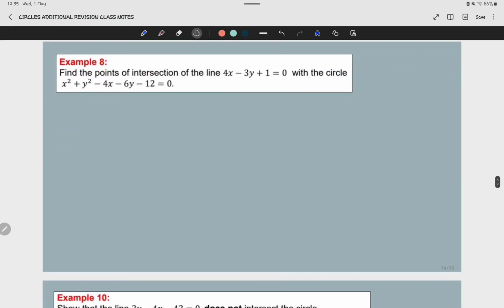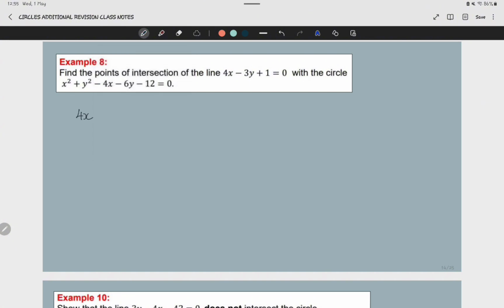Alright, so now for this one, it's the same: find the points of intersection. It means you already know we have more than one, so usually it's 2. So here, what is the difference? Here it is a straight line which intersects the circle. But is the method the same? It is the same. Let's say I'm going to substitute the x.